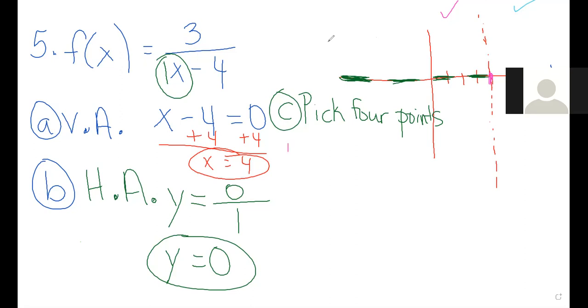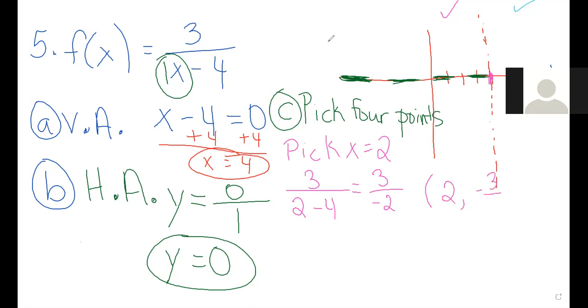Let's just try 2, if that's okay. So I'm just going to come down here and say, okay, let's just pick x is 2. So if x is 2, I'm going to plug that into my formula right up here. That's going to be 3 over x, which in my case is 2, minus 4. And so that's going to be 3 over 2 minus 4, which is negative 2. And so what that means is that I'm going to have the point 2, negative 3/2 on my graph. So let's plot that. 2, negative 3/2. That's negative 1.5. That would be right about there.